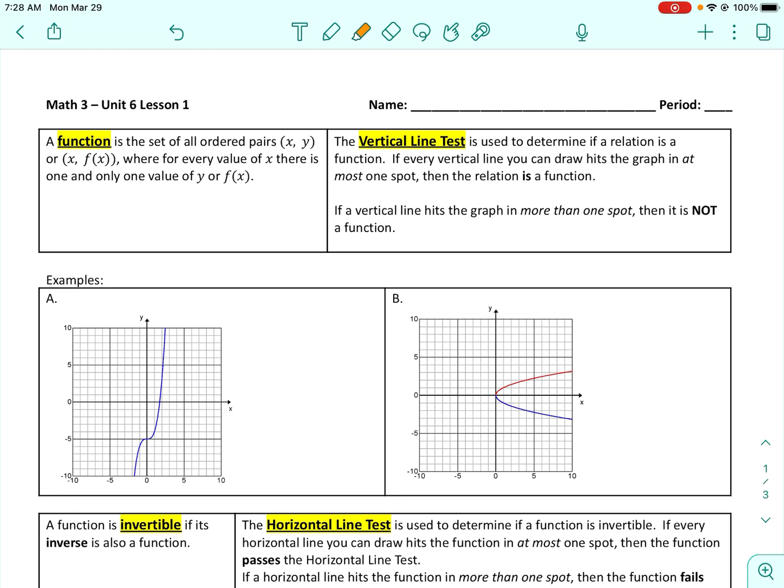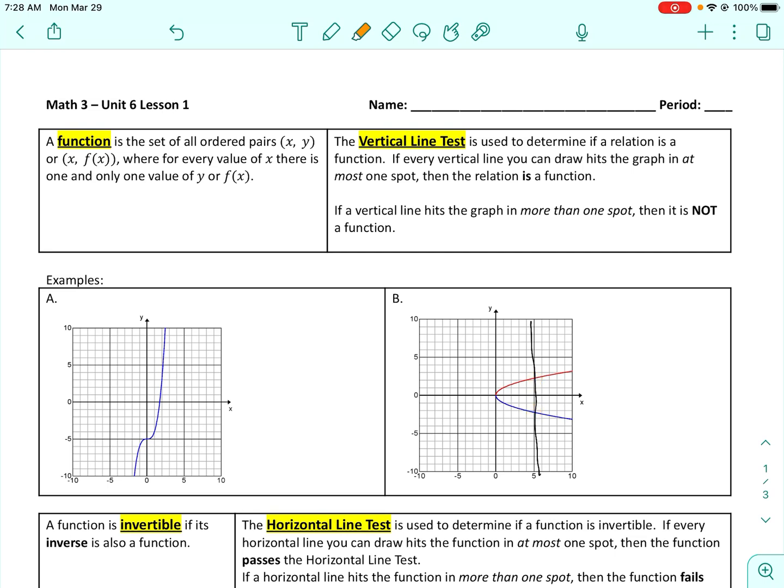If we draw a vertical line anywhere on here, it should only hit once. If it does that, then we've got ourselves a function. Here, I'll use the pen to make it a little bit more noticeable. There, see, it only hits once. Boom, that's a function. But if you look over at example B, if we draw a vertical line, it's hitting twice. We're hitting here, and we're hitting here. So that is not a function, okay?